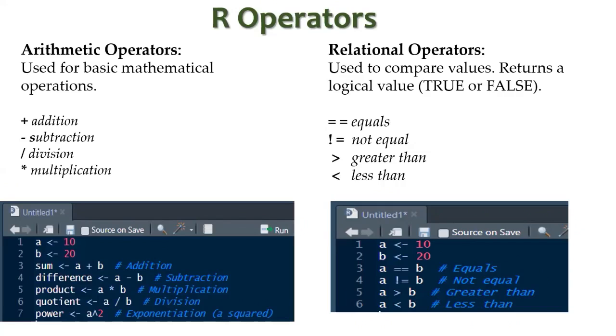A is 10, B is 20. So A plus B will give you 30. A is 10, B is 20. So A minus B will give you negative 10.